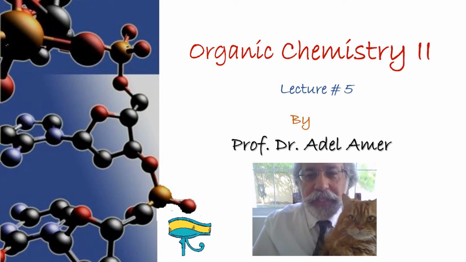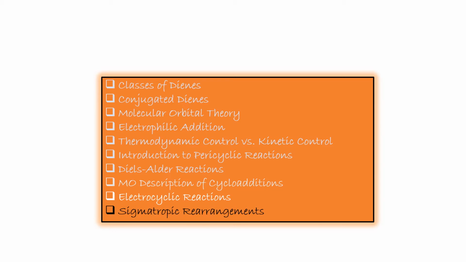Hello everyone. Welcome to lecture 5, Organic Chemistry 2. Today we will continue on chapter 1, Conjugated Pi Systems and Pericyclic Reactions. In the previous lecture we covered electrocyclic reactions, and today we will cover sigmatropic rearrangements.